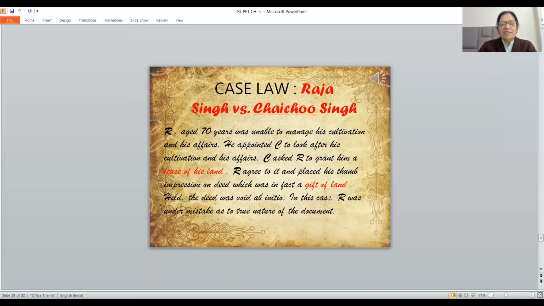R, aged 70 years, was unable to manage his cultivation and his affairs. He appointed C to look after his cultivation and his affairs. C asked R to grant him a lease of the land. R agreed to this and placed his thumb impression on the deed, which was in fact a deed of gift of land. He was told that this was a lease of his land, but it was in fact a gift of land. Held, the deed was void ab initio. In this case, R was under mistake as to the true nature of the document. So friends, here the agreement was not valid.